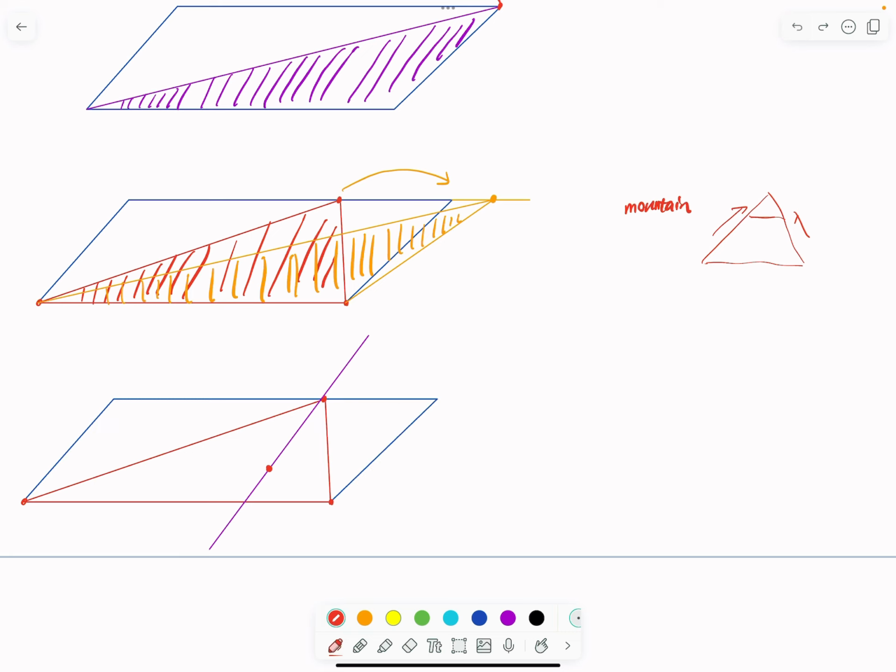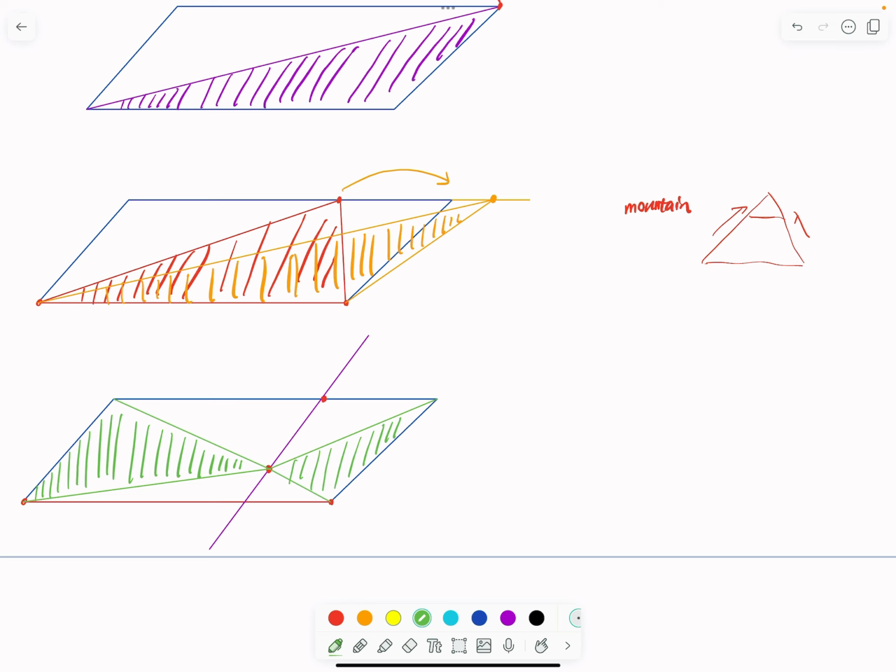So here, we can just move this red point to this place. And after that, if I connect this part, you can see I have two small mountains inside these two small parallelograms, right? So I can just clean this part. So here, the green part is also a kind of half model, okay?